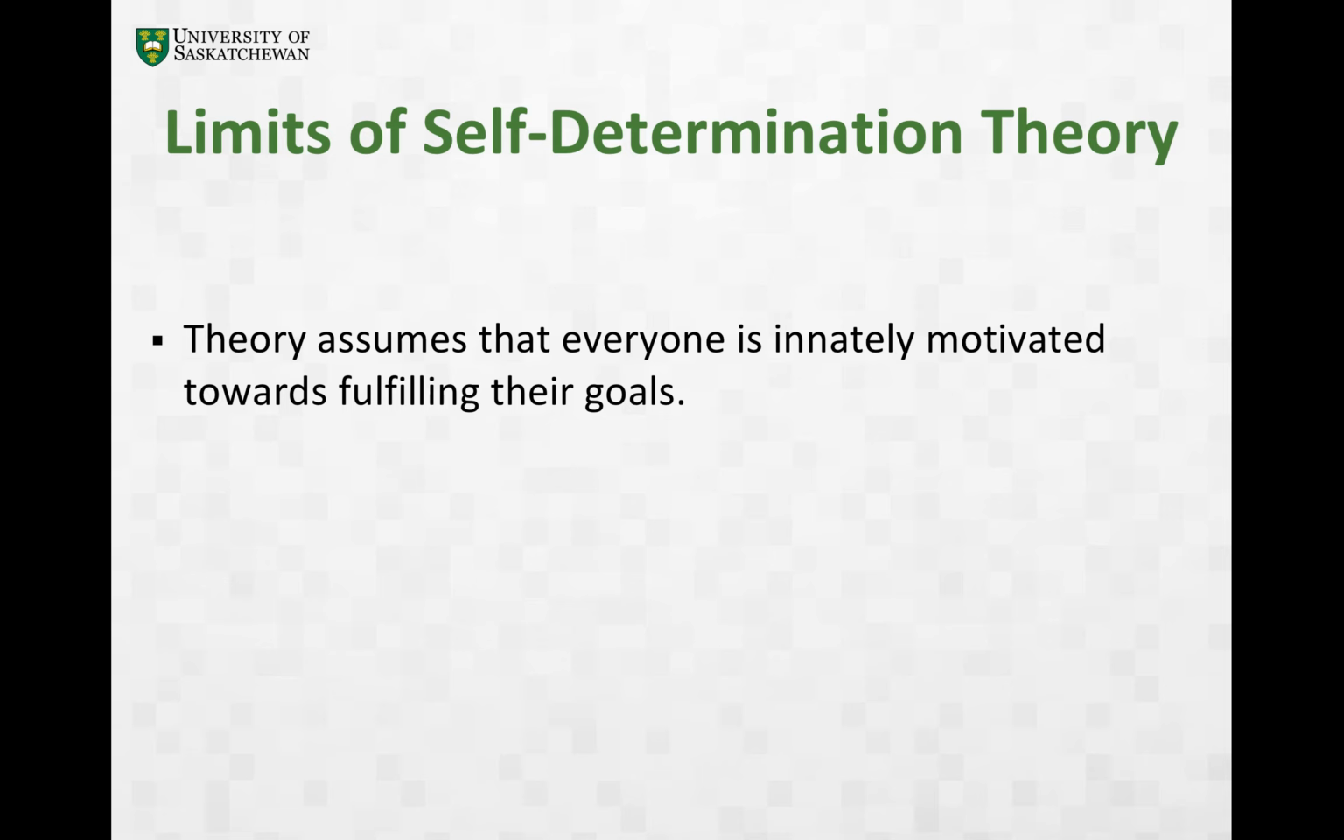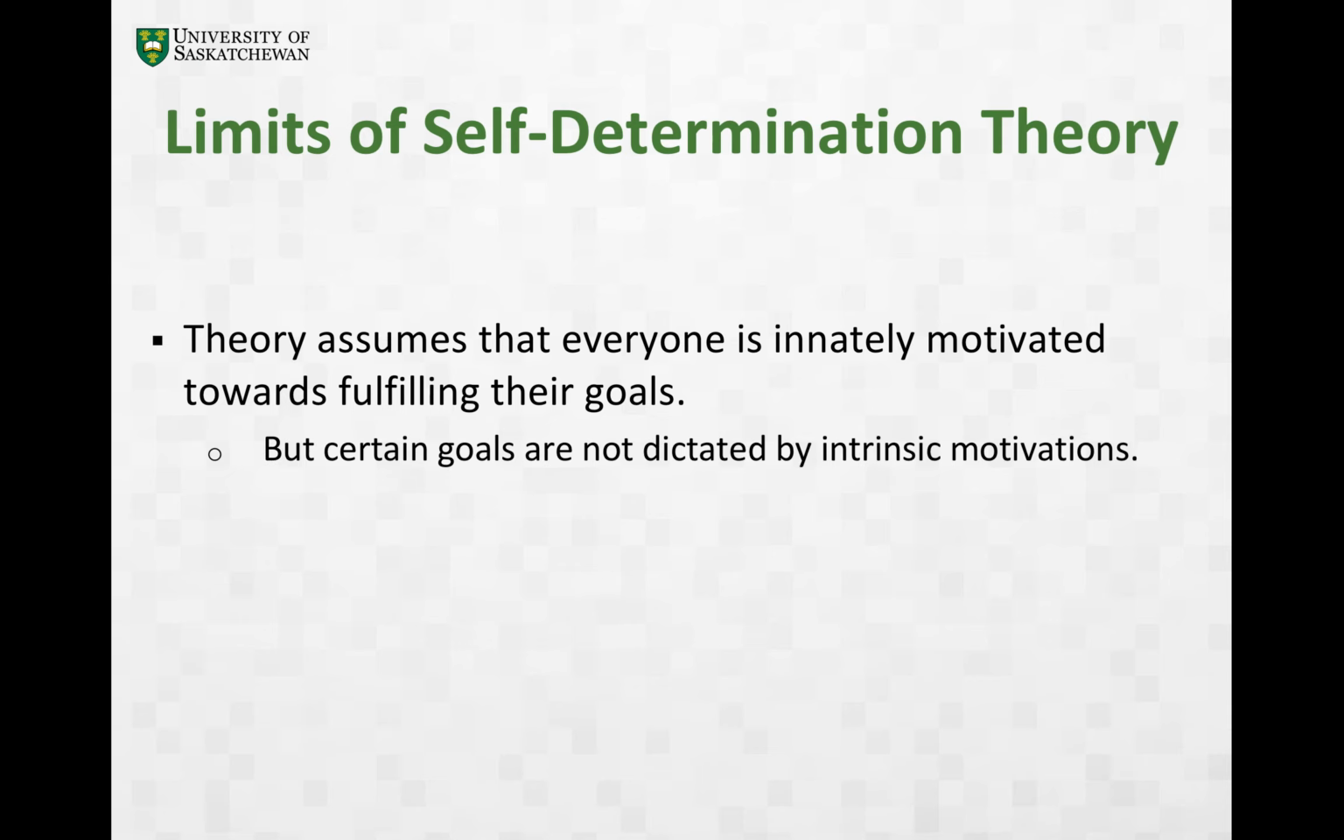Now, this theory is very popular in education, it's popular in a whole bunch of circles, but there are some limitations to it that are important to consider when we are looking at motivation as a whole. One of the things that seems to stick out to me is that this theory assumes that everyone is innately motivated towards fulfilling their goals. But certain goals are not dictated by intrinsic motivations. In fact, many of the goals that we strive to achieve in our life are really extrinsically determined. And so we have to then make the choice of how we integrate those goals within our sense of self and our sense of competence.